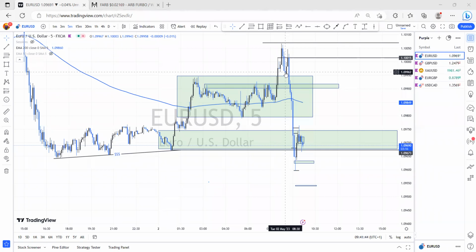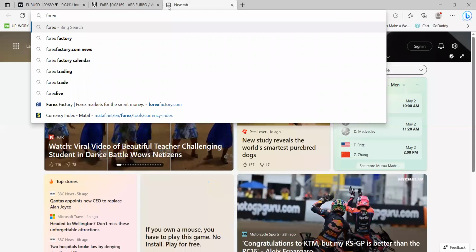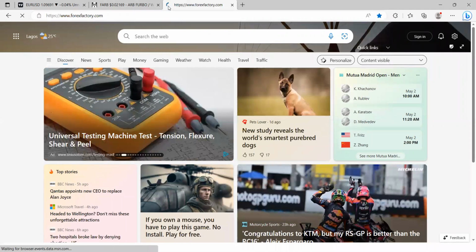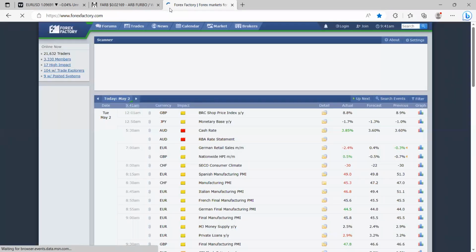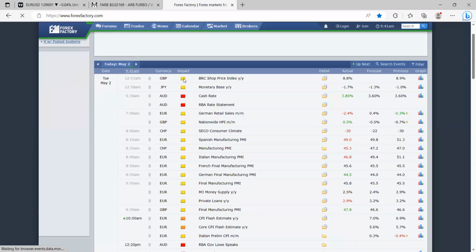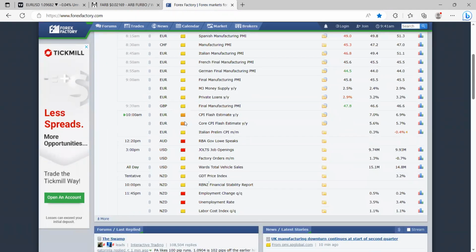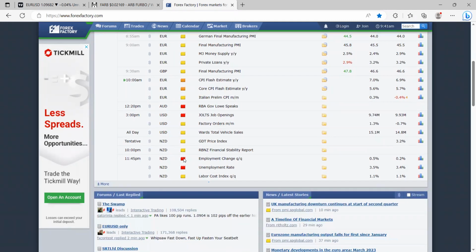All right. Now, when you go to a place like forexfactory.com, that is where I check news. Forexfactory.com, where I check my news. When you see this yellow folder, it is low impact news. But when you see it with red, it is high impact news. And when you see it with orange, it is medium impact news. So what we always watch out for are the high impact news.